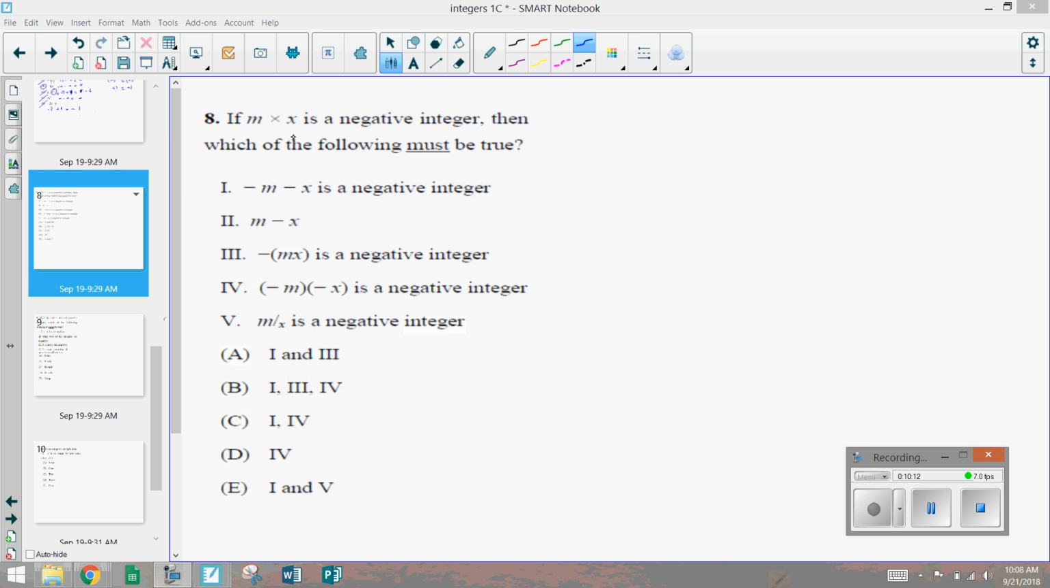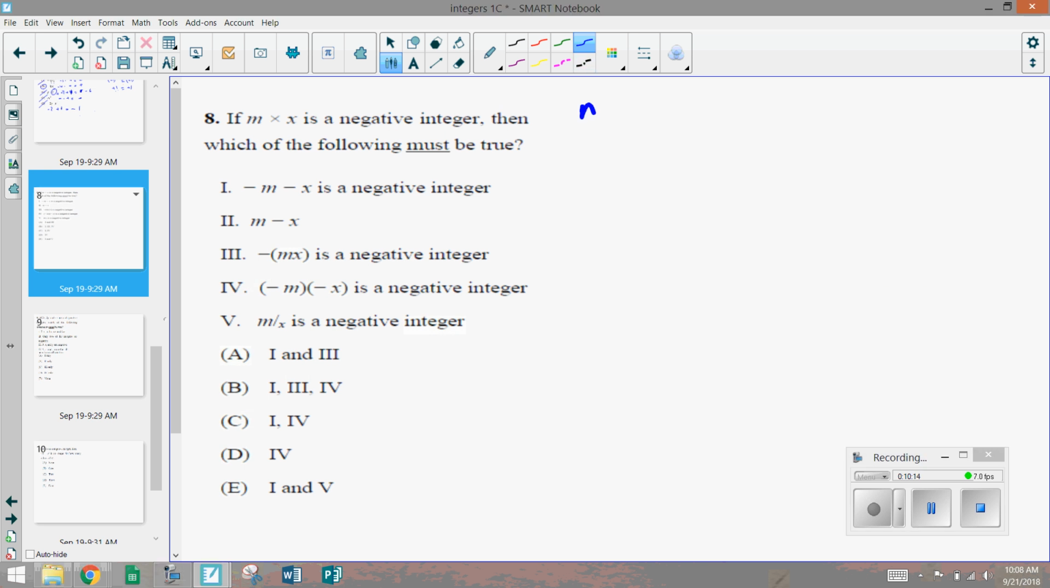Yeah. So m and x right now, m times x, so the result is a negative integer. Yeah. So m and x are supposed to be opposite signs. If this one is positive, x is supposed to be negative. If x is positive, m is supposed to be negative. Must be true. Okay, let's see. Negative m minus x is a negative integer. It depends. Yeah, it depends on the amount. It's not always, because it depends which one has more.